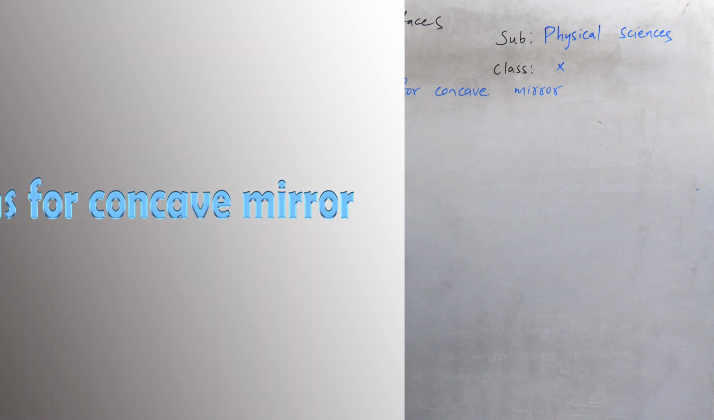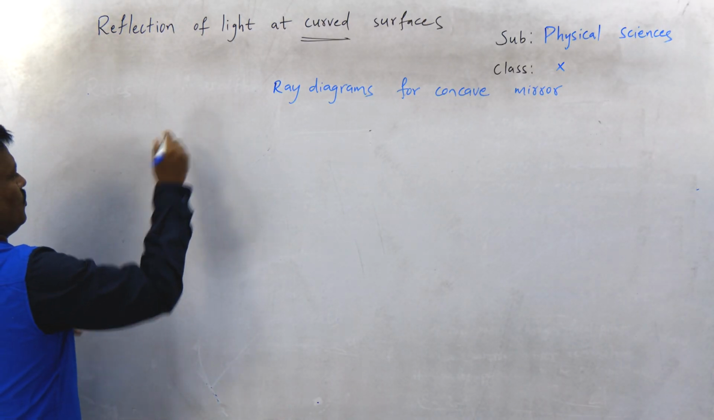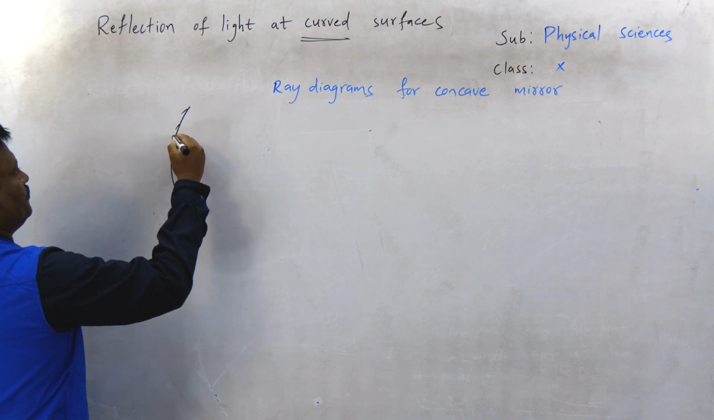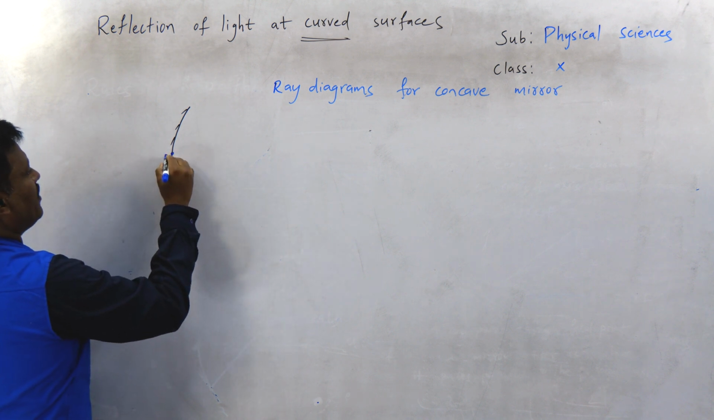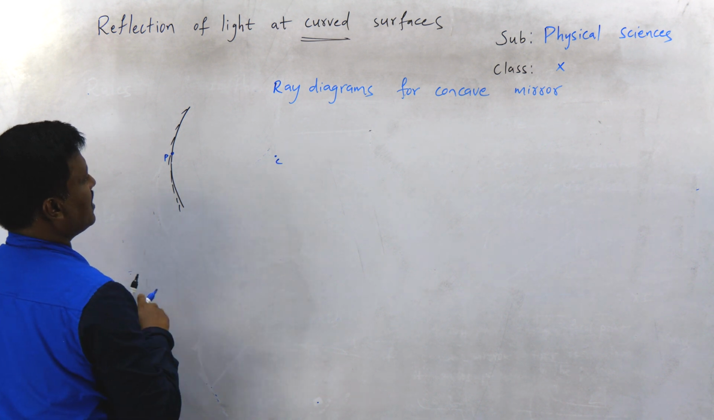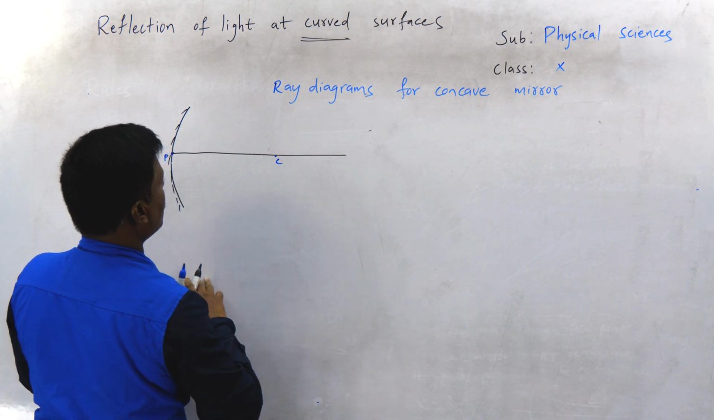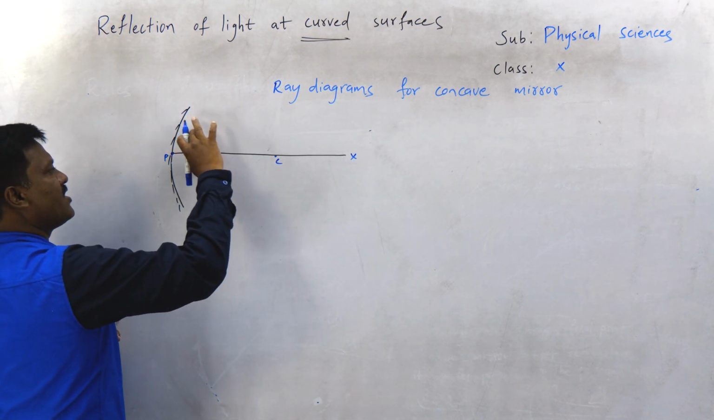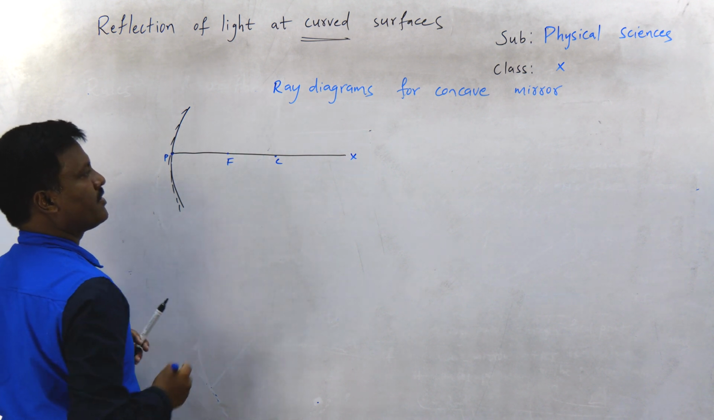Now we are going to talk about ray diagrams for concave mirror. Okay, so this is the concave mirror, right? The midpoint of the spherical mirror is called pole. The center of the sphere is called the center of the curvature. A line joining the pole and the center of the curvature is called a principal axis. When a parallel beam is incident on it, after reflection all the light rays meet at one point, that is called focus.